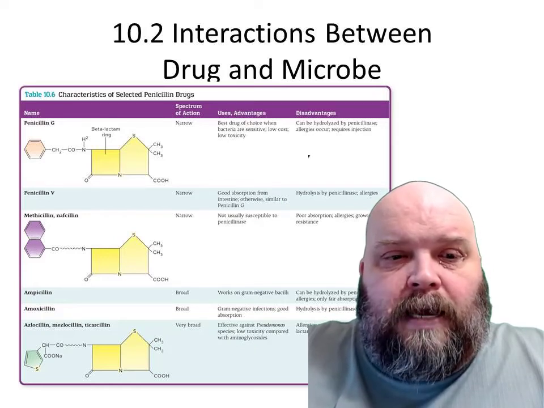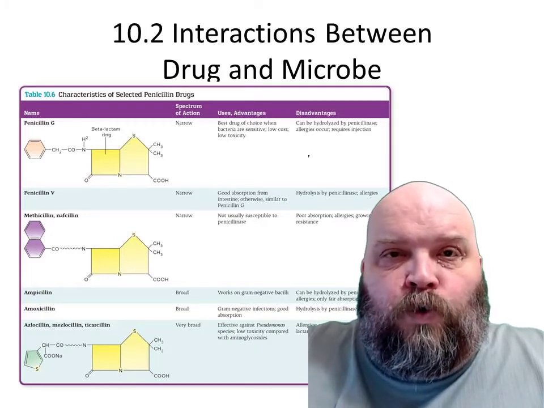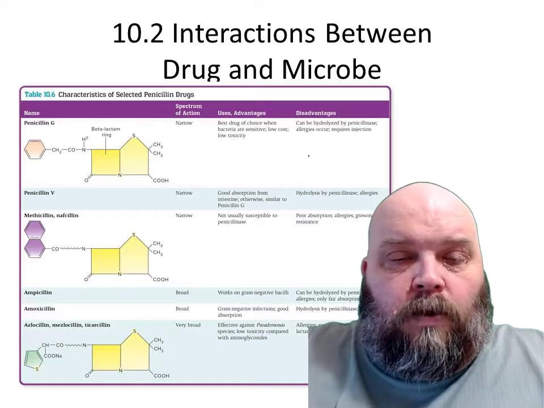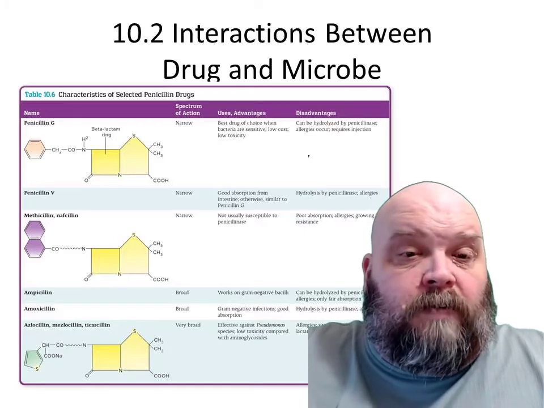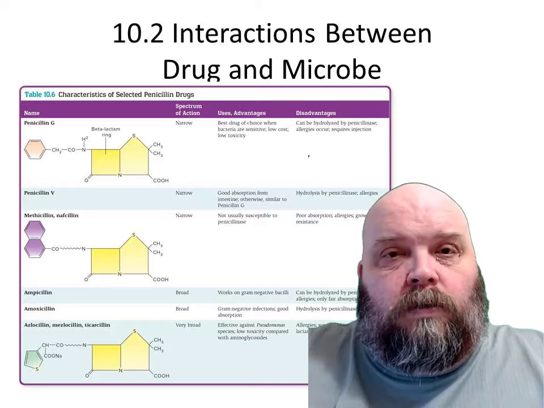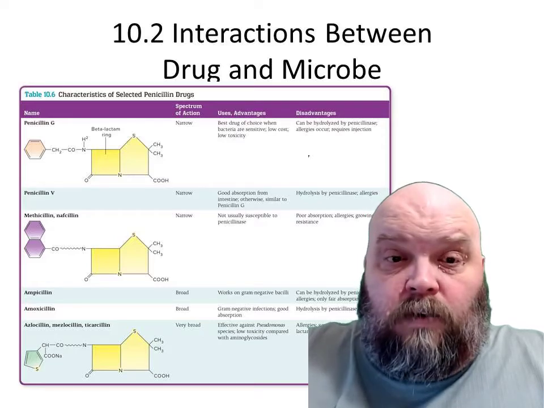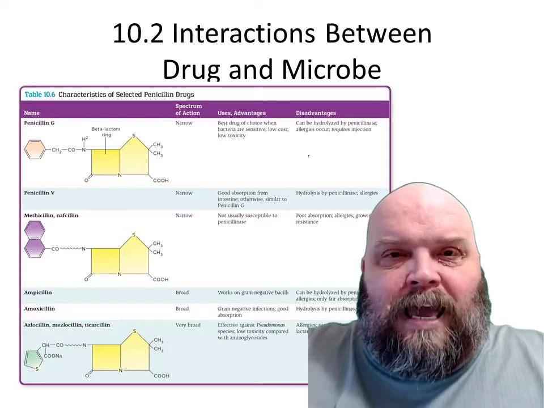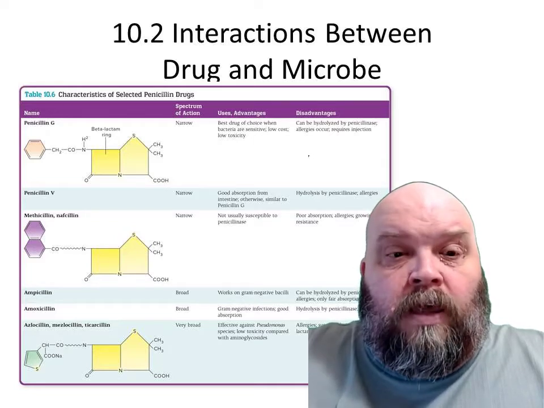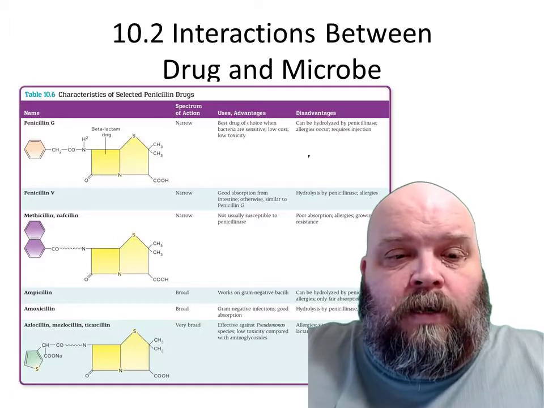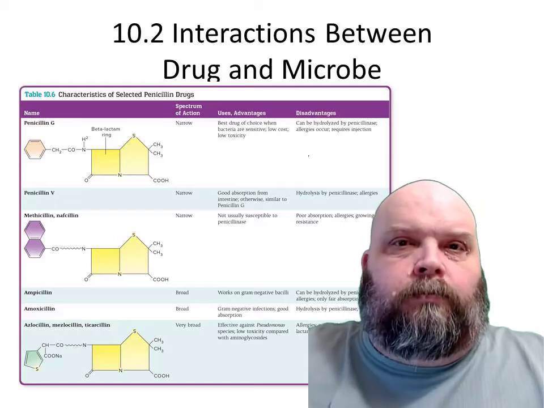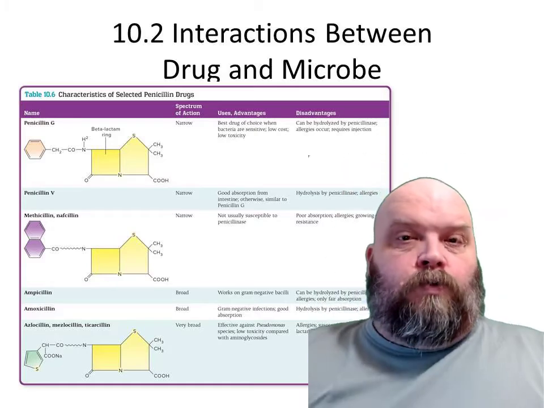They all are based on two rings, the 5-sided ring and then the 4-sided ring, which they call the beta-lactam ring. And then off the beta-lactam ring, you're going to find an R group. R group here just means other things will be attached.